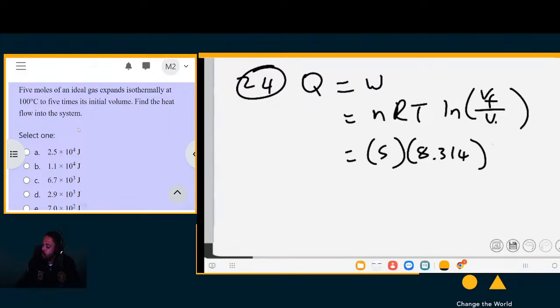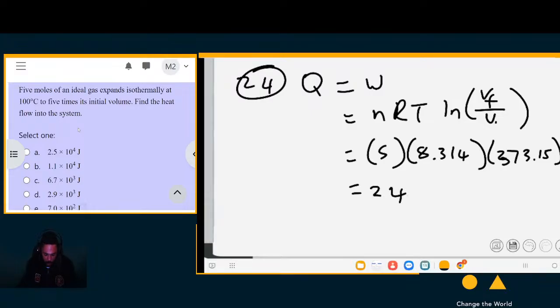8.314 times the temperature, which is isothermal at 100 degrees Celsius, so that's 373.15, and it's expanding to 5 times its original volume, so 5 over the original, which is 1. So exactly as we did before, it's the same problem. Now we asked a different question about it.